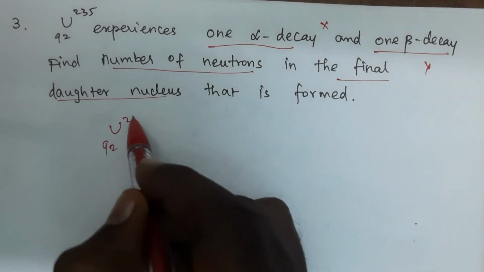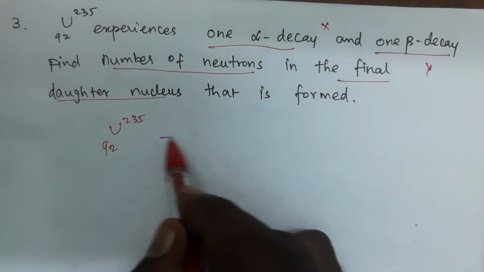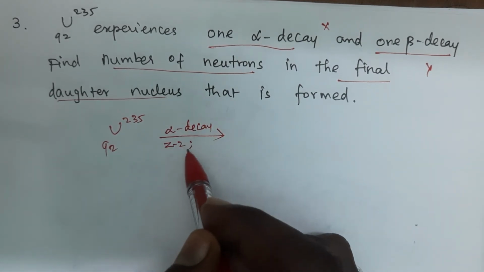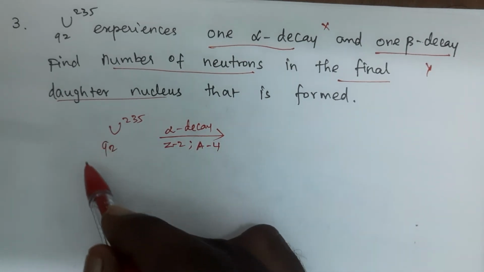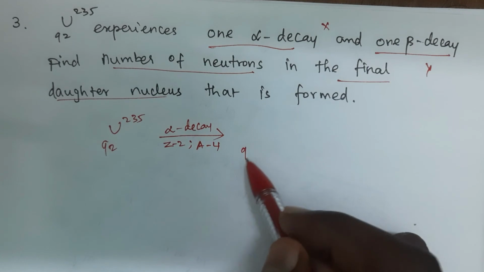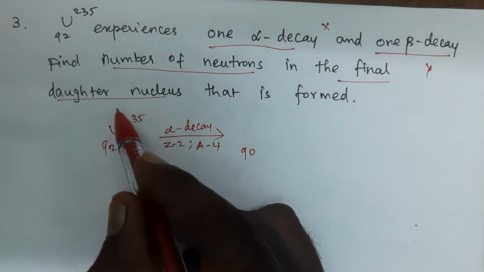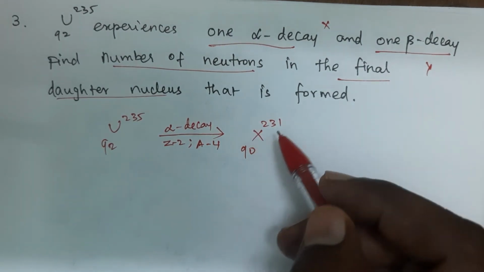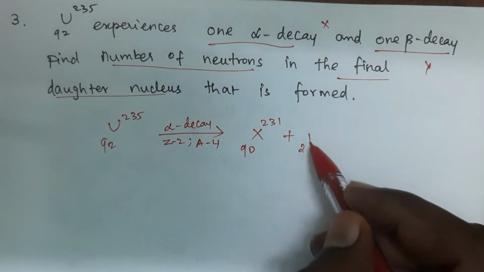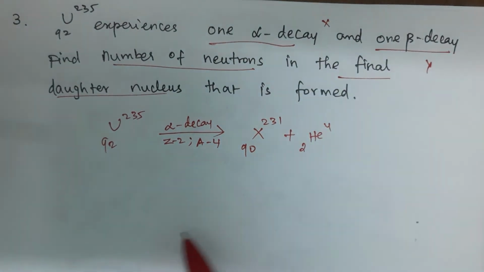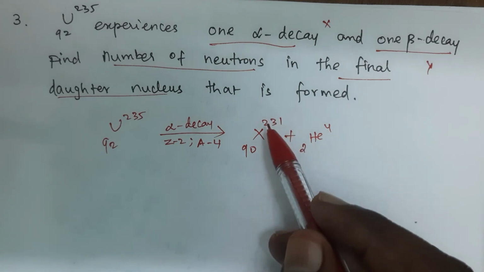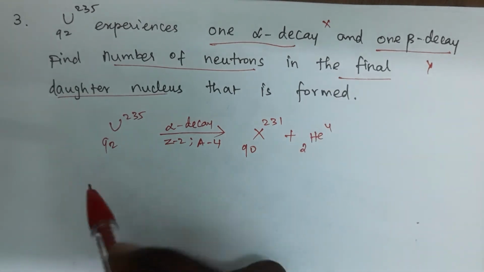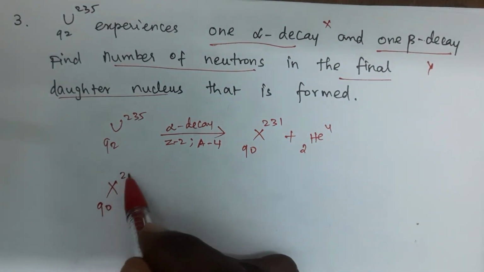Uranium 92, 235. First, it is going to emit one alpha decay. We know that for alpha decay, atomic number decreases by 2 and mass number decreases by 4. This atomic number is going to decrease by 2, 90. This mass number is going to be decreased by 4, so 231. This is the new daughter element X, plus for equivalence helium 2He4, 1 alpha decay. Next this daughter nucleus is going to emit the beta decay and it becomes the final daughter nucleus.